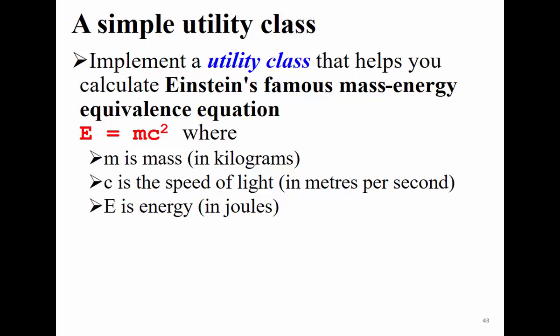A simple utility class. If someone asks you to calculate Einstein's famous mass-energy equivalence equation, that's E is equal to mc squared. What is E? E is the energy, c is the speed of light, m is the mass in kilograms. So this is an equation. You need to calculate it. You can create and implement a utility class to do this for us. Let us take this example and implement this Einstein formula step by step together.